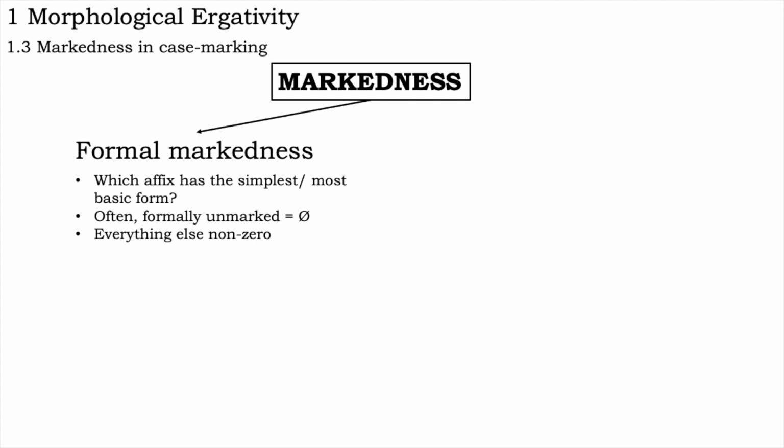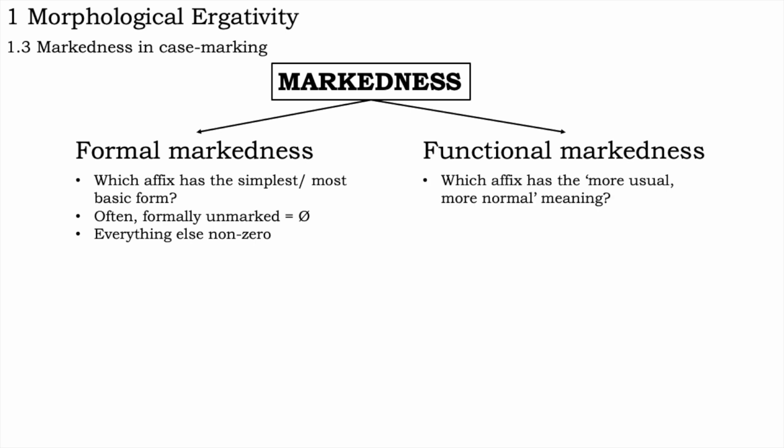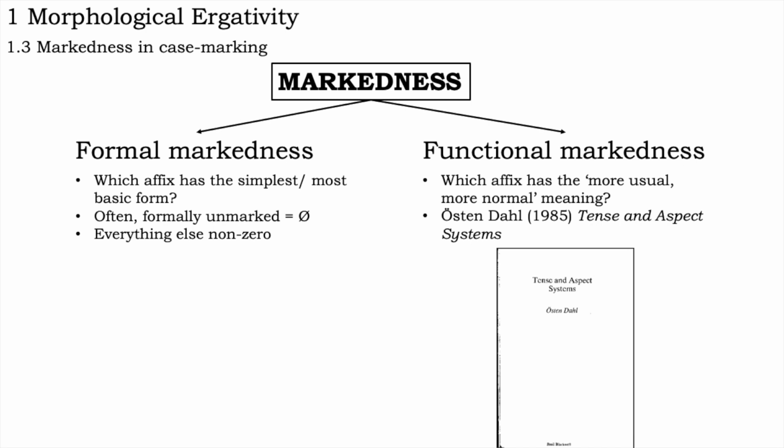The second is that of functional markedness, which relates to which affix in a system of affixes, etc., has the more usual or more normal meaning. See Östen Dahl's 1985 book, Tense and Aspect Systems. For example, one could make a case that the English third-person singular agreement affix s is formally marked.